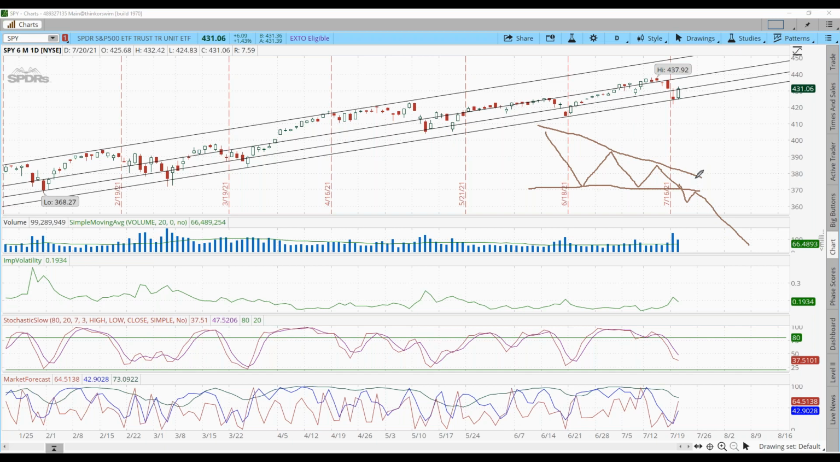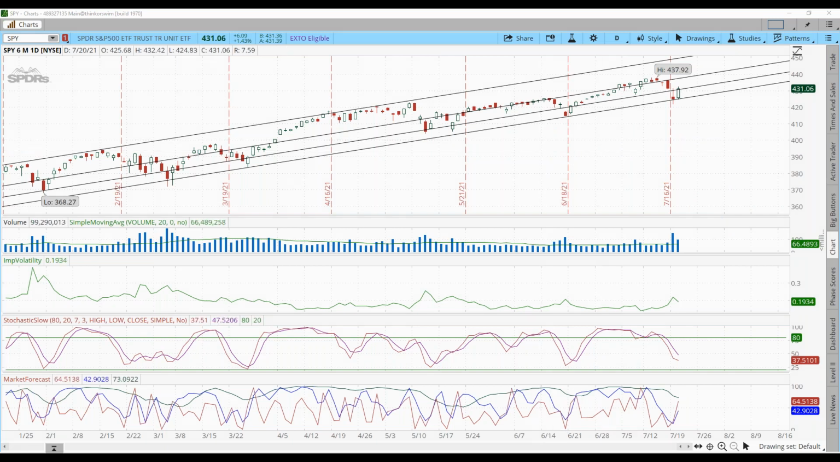However, if it were to break the triangle this way, I would say it invalidates the triangle. I'm no longer thinking continuation to the downside. And if it did a higher low reversal, right? So for me, that is an interesting price pattern in and of itself, when we see things that are consolidated, and we've actually seen this a lot recently.